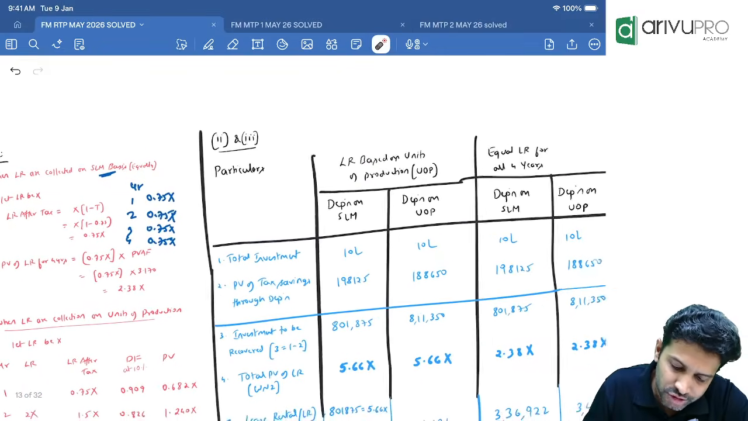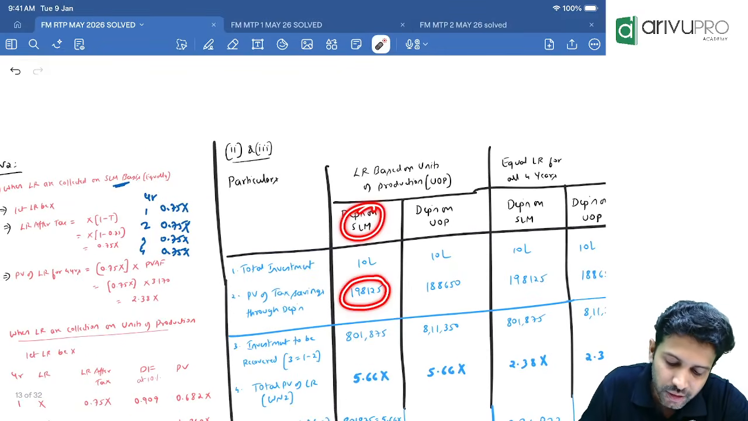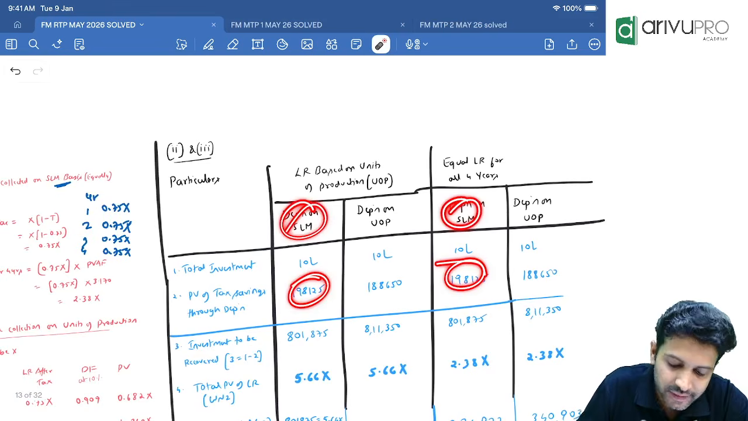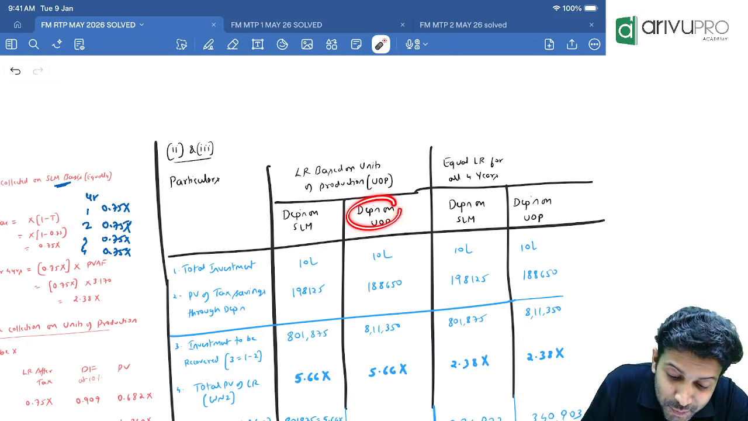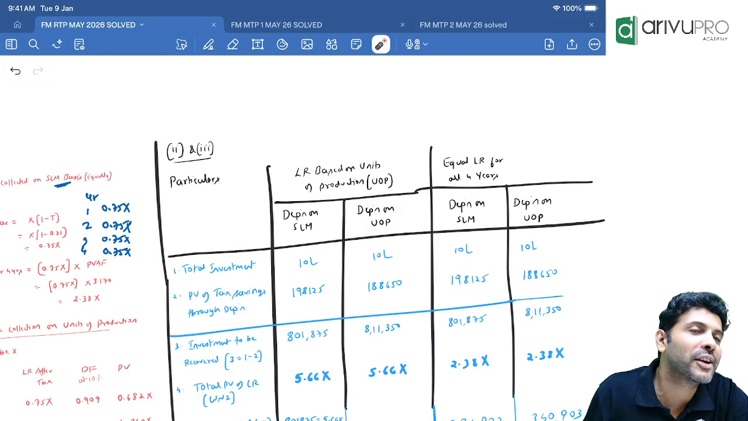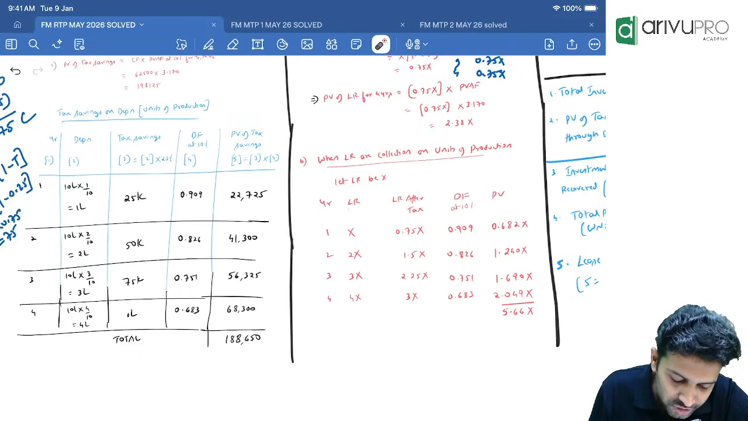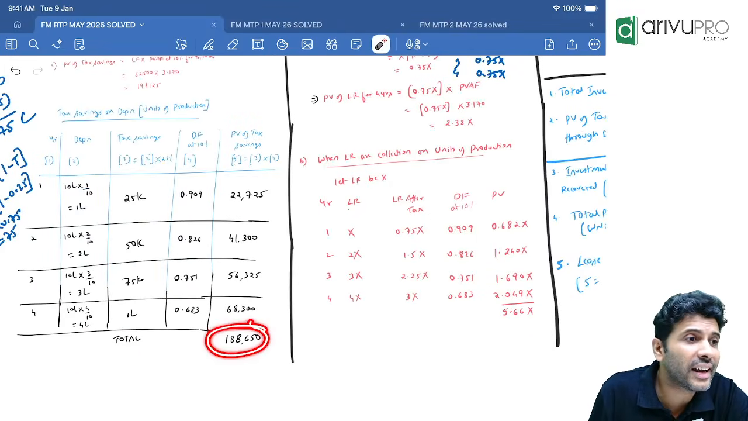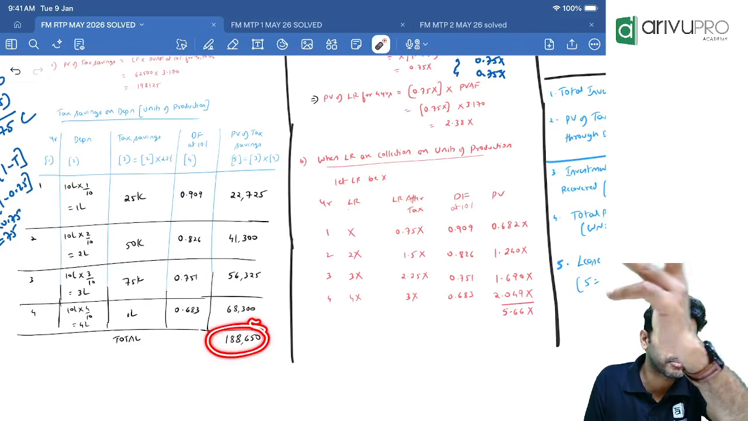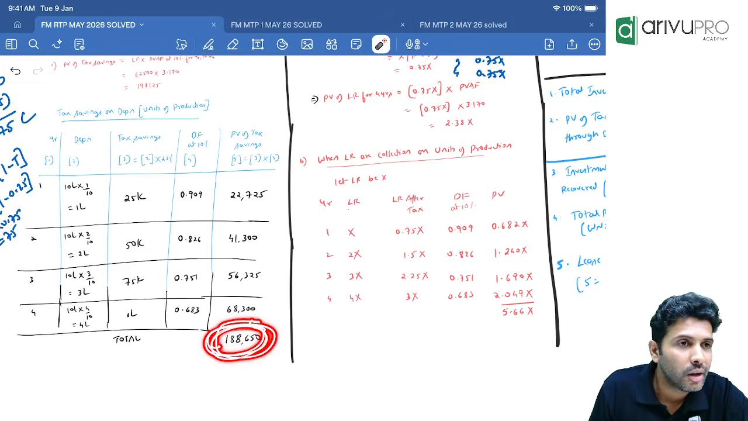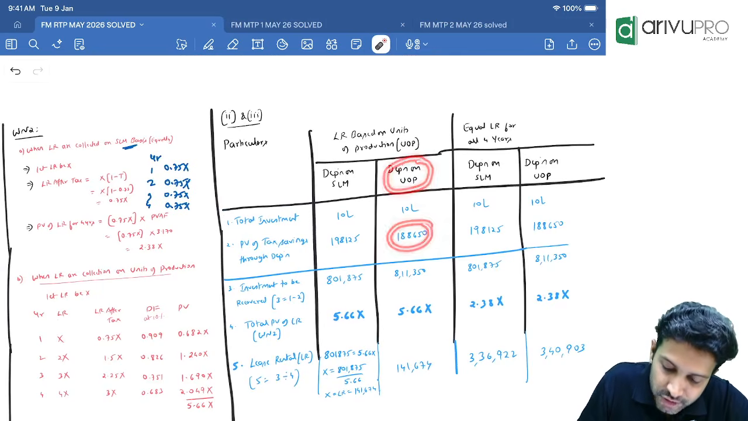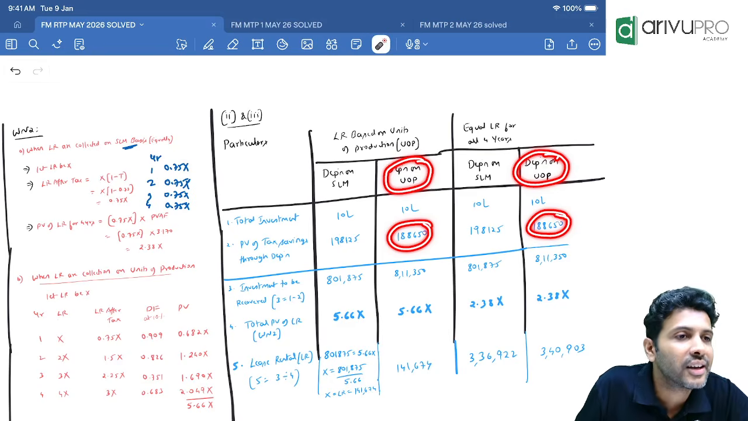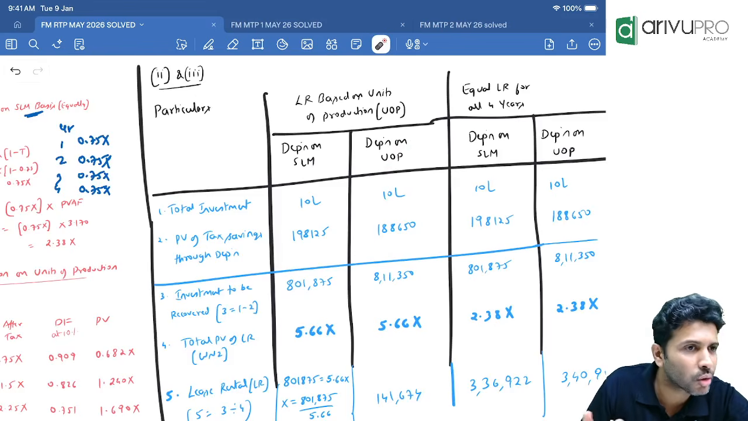198,125. Wherever you see depreciation on SLM, which figure will you update? 198,125, update that. Okay now? Yes sir. Correct. If depreciation is based on units of production, how much benefit have you already recovered? 188,650. Wherever you see depreciation based on units of production, you will write 188,650. Now very simple. Updation is okay now.